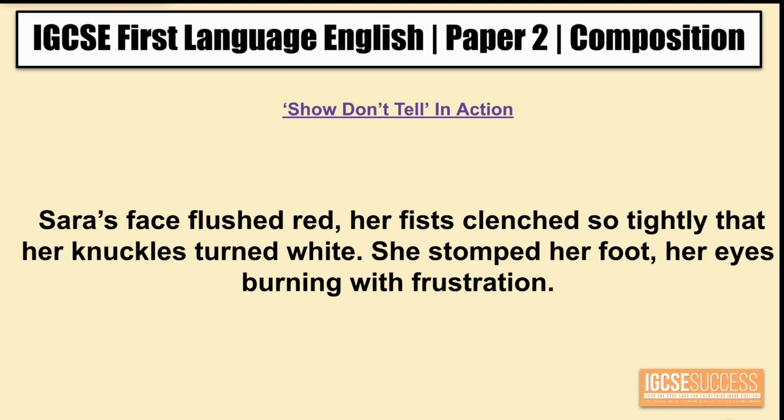So I've started with that image of Sarah's face flushing red. So as readers, we immediately see the, I guess, physical manifestation of her emotional state. The redness of her face is a clear indicator that she's experiencing strong emotions, likely anger or embarrassment, and it's something we can easily visualize. It's a subtle way of showing her frustration without directly saying "Sarah was angry," and that's what we want to try and avoid.